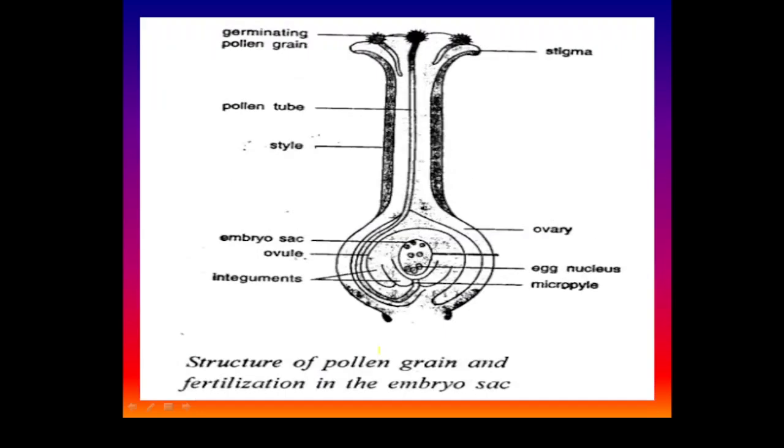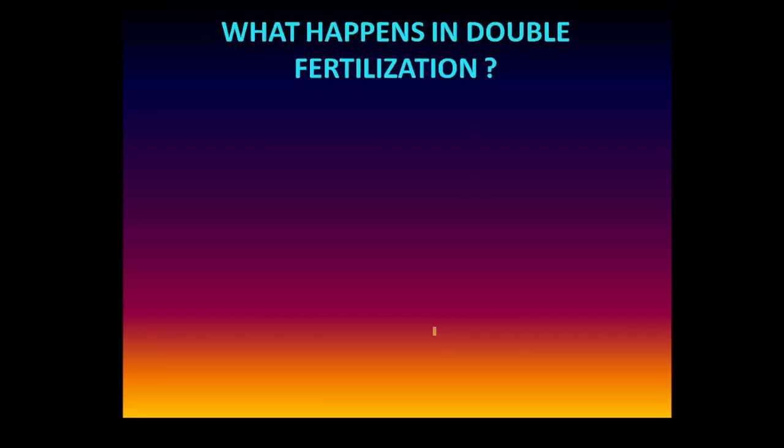Okay. Now here you can see one picture. See, here is the pollen grain. So it is going through this pollen tube and it is just entering this ovule. This is the ovule. Okay, and this is the ovary. Please remember it. The double fertilization takes place in the ovule, not directly in the ovary. Okay, inside the ovary, in the ovule.